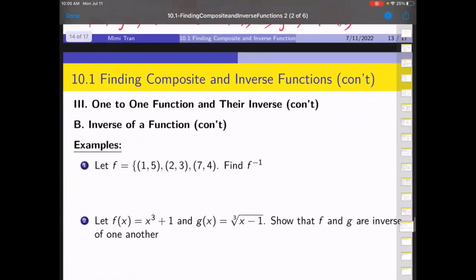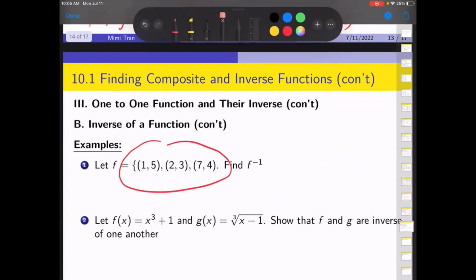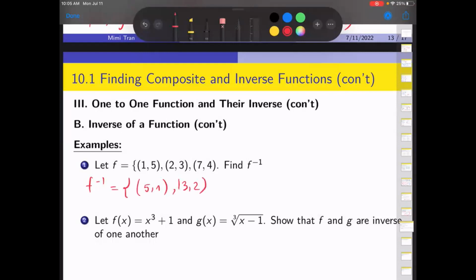All right, okay. Here's the easier one. Given this, I want you to find f inverse. I say easy because what can you do? Yeah, just swapping around, right? That's what the definition of f inverse is. So just swapping around. So 5, 1, 3, 2, 4, 7.